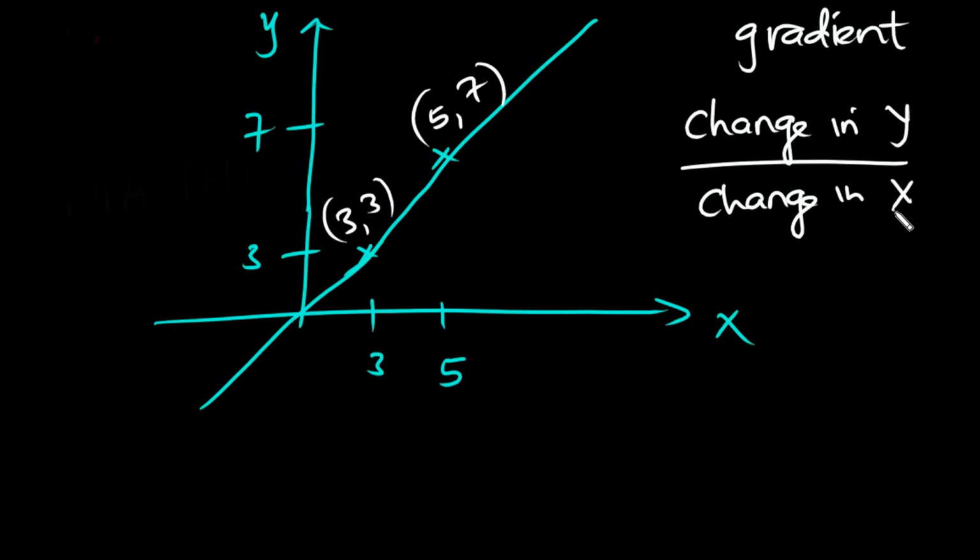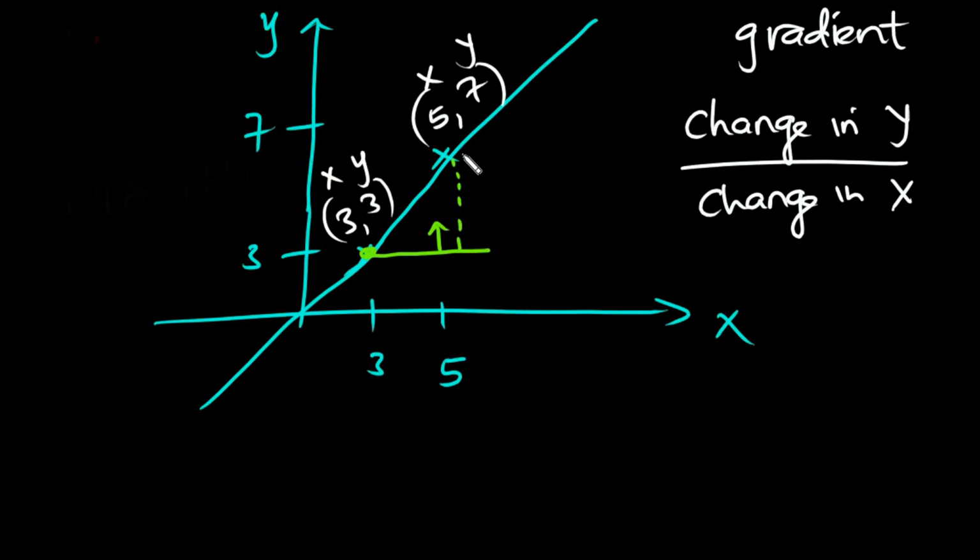So what do I mean by the change in y and the change in x? When you look at this line, we have point (3, 3), so 3 is the coordinate of x and 3 is the coordinate of y. The same case here, we have 5, the coordinate of x, and 7 is the coordinate of y. So let me start with y. At this point, y is 3. Then we are moving upwards to where y is 7.